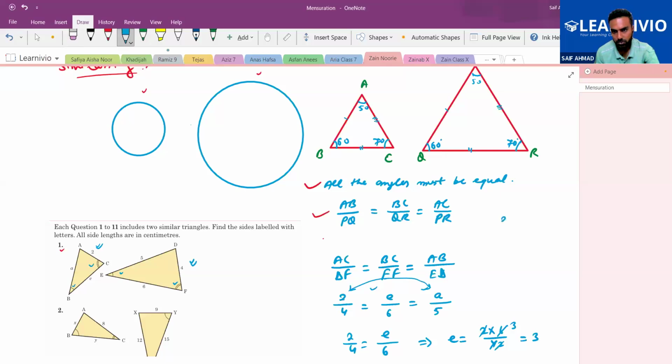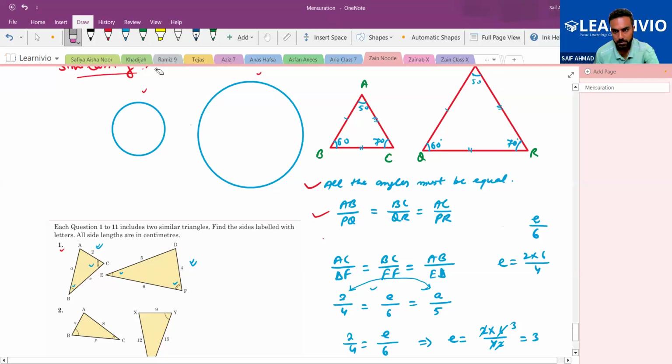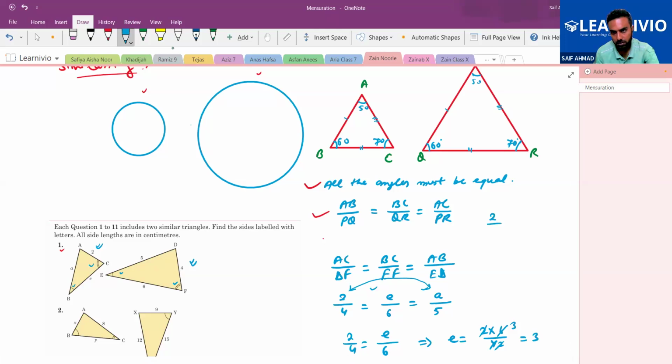You are saying that it is 2 by 4 and E over C. Okay, now we can take this 6 to the numerator, 2 into 6 by 4. No, no, sir, it's 2 over 4, one second. Okay, 2 over 4 is equal to 6 over E. How do you solve this one?